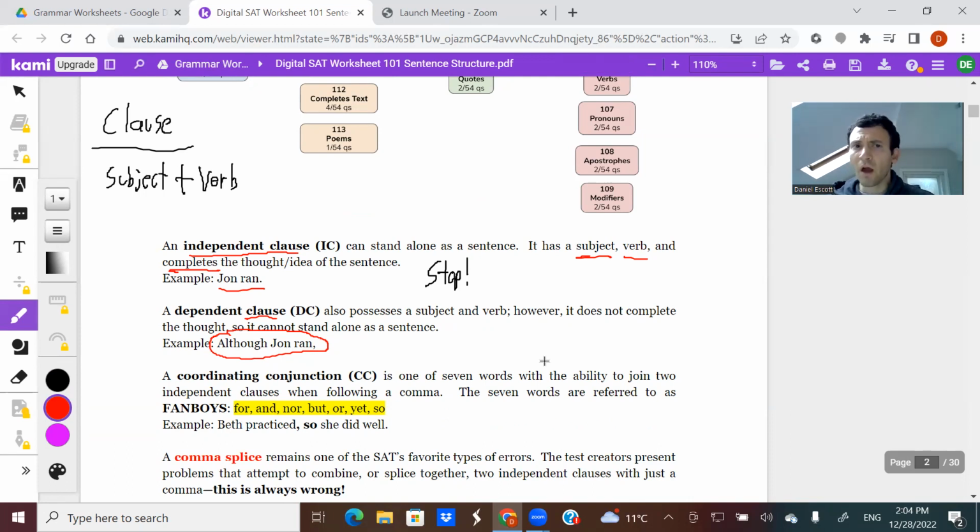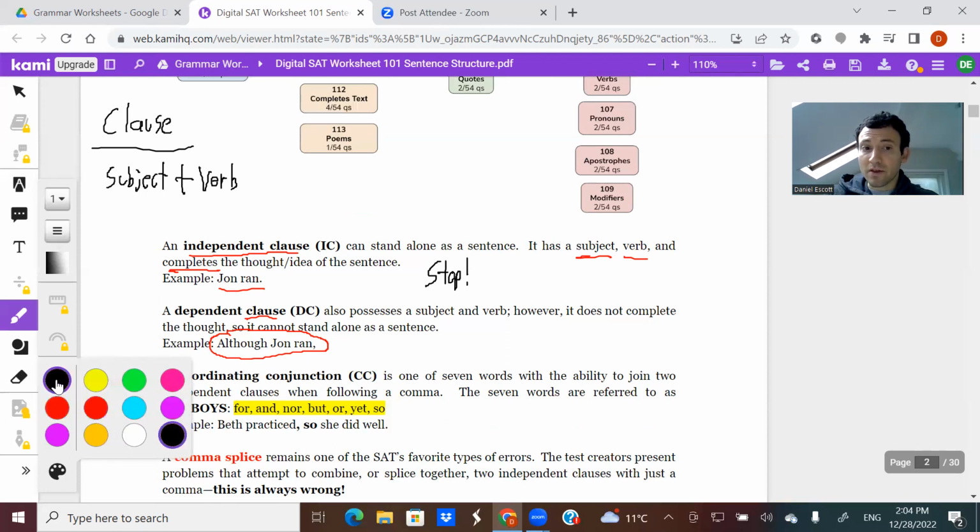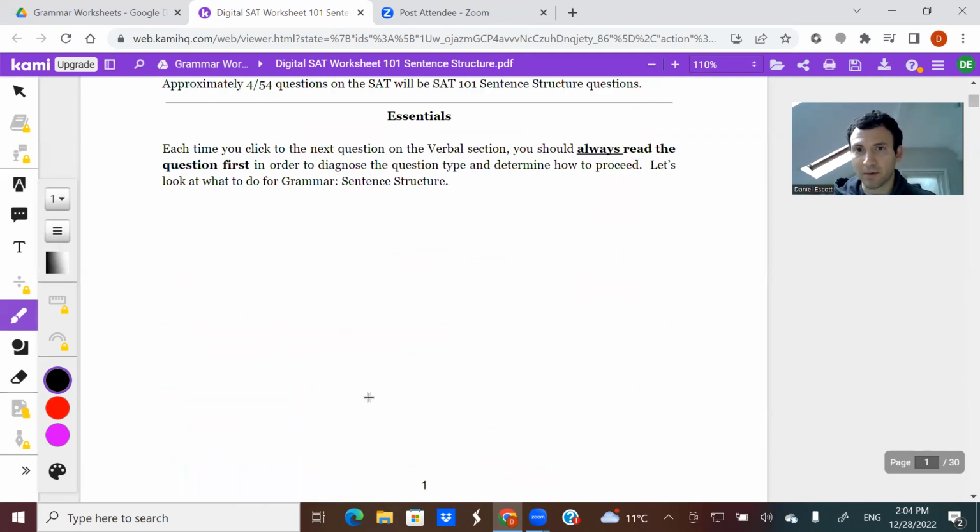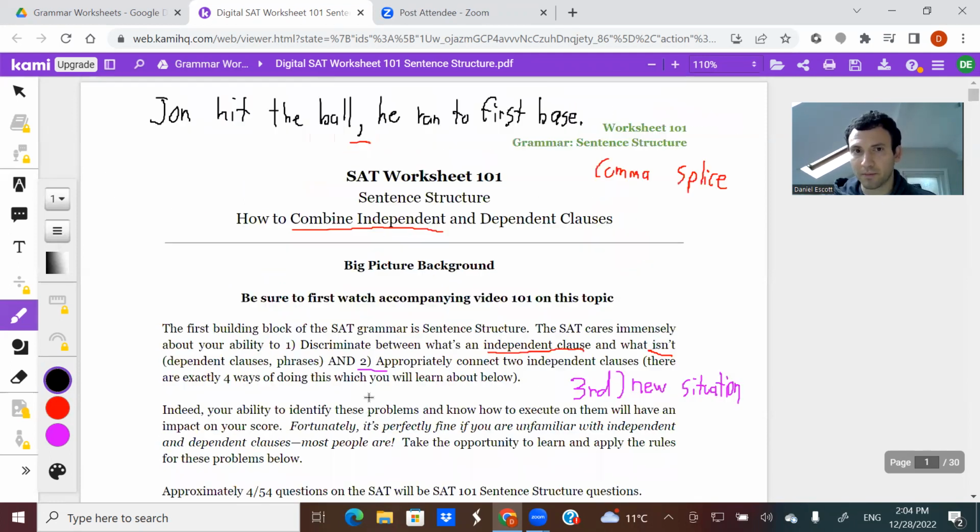Okay. So we know what clauses are now, and we know what an independent clause is. But the key thing is you want to be able to identify when you have an independent clause and when you don't. So I have that example up at the top, this comma splice, but I'm going to take you to another comma splice. So John hit the ball, he ran to first base.